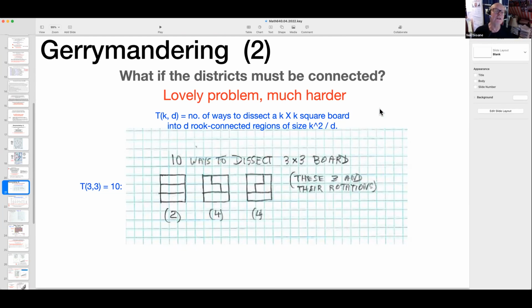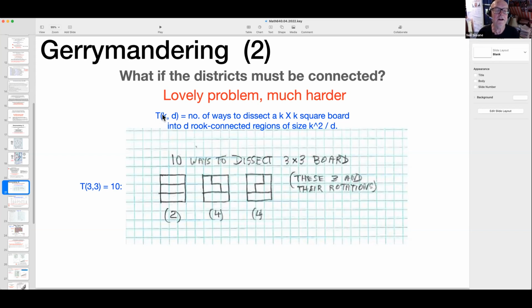So that leads to an interesting question, which is, how many ways are there to cut up? Let's just look at squares. Suppose you have a K by K district and you want to cut it up into equal area regions. They don't have to be congruent, but you want equal districts. So you have a 3 by 3 board. How many ways can you cut it up into 3 equal districts? Well, you could have 3 straight lines, and you could do that in 2 ways. You could cut it up like this in 4 ways, or like that in 4 ways. So the answer is 10.